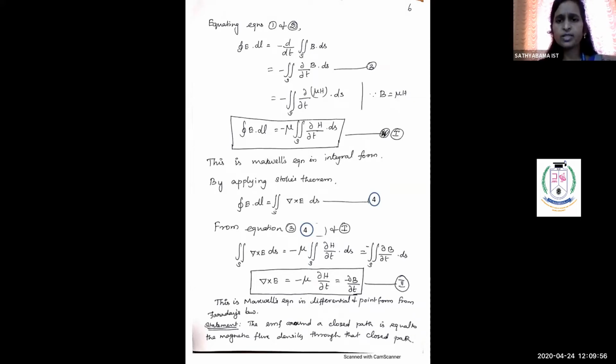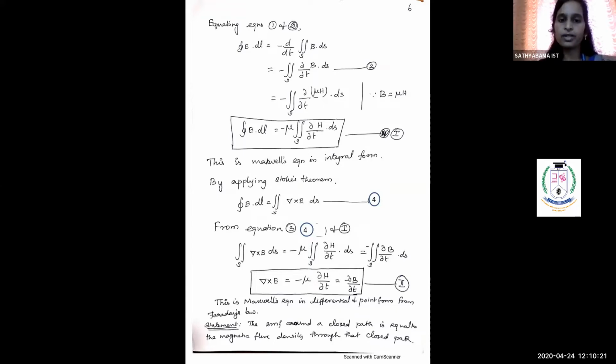Now B is equal to mu into H, that is known to us. So in the place of B, we are going to substitute mu into H. When you substitute this, mu is a constant, so we are taking that outside. So line integral E dot dl is equal to minus mu surface integral dou H by dou t into ds. This is going to be our first equation. This is the Maxwell's equation 2 in integral form.